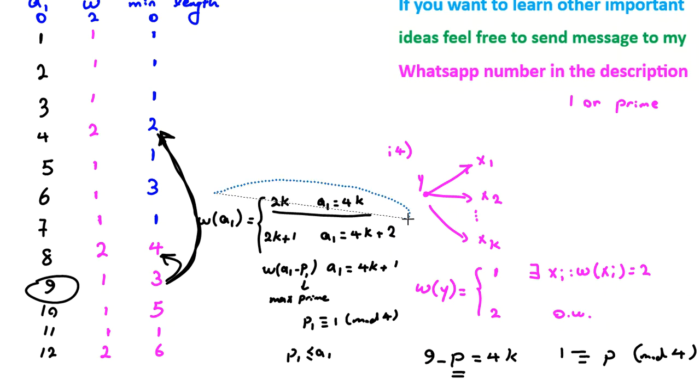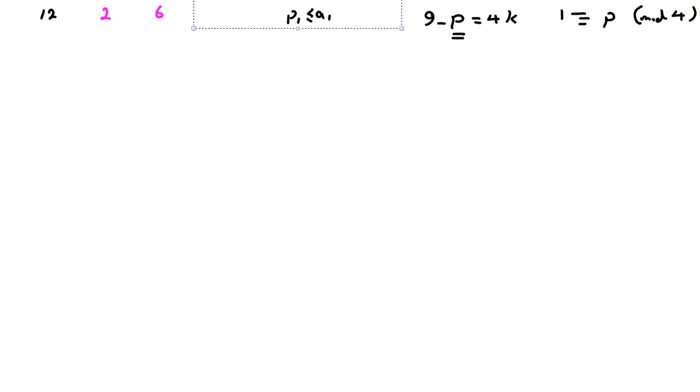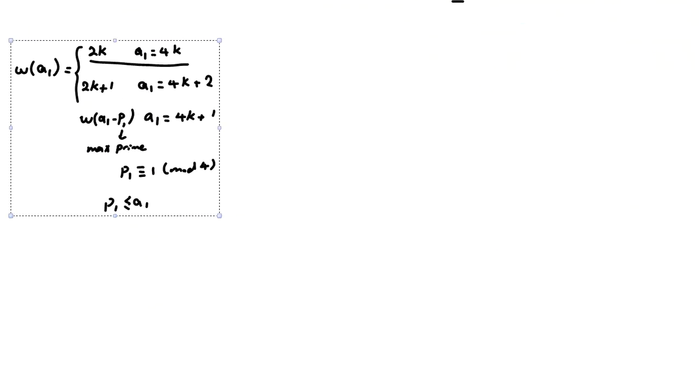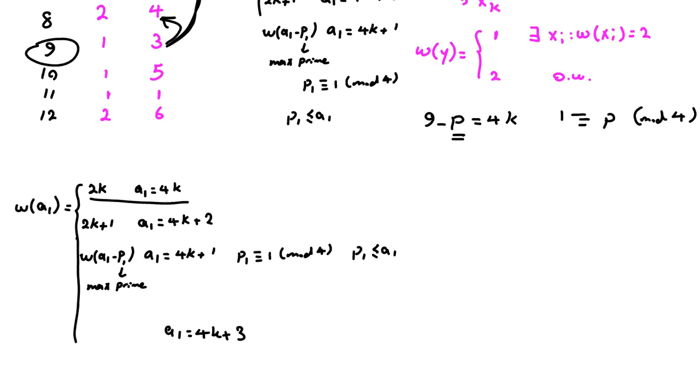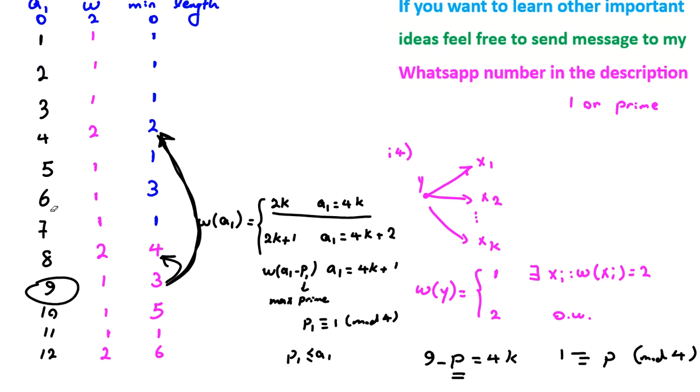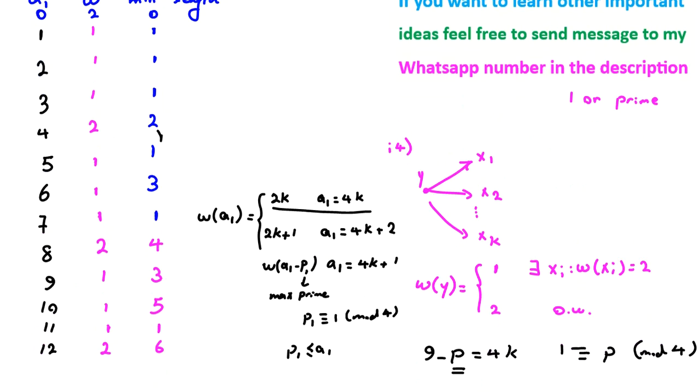Let me copy this one and paste it in another place. This is our claim. So this P1 should be this, and P1 should be less than or equal to this. If A1 is 4K plus 3, again, the first player is the winner. For example, for 4K plus 3, 11 is prime, 7 also is prime.